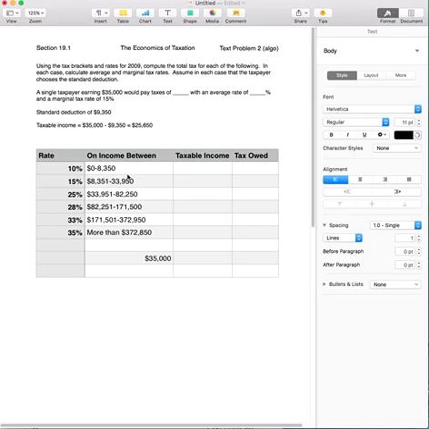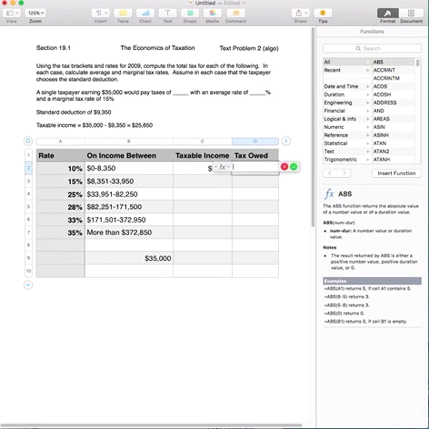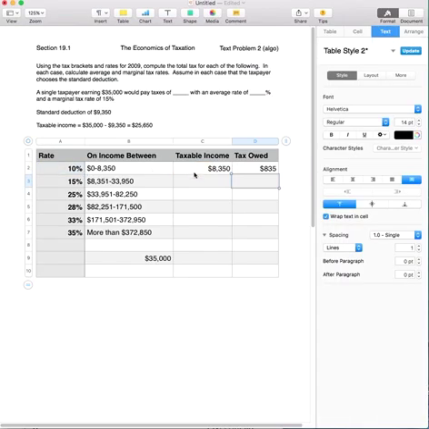So if we take a look at this, the first $8,350 is taxed at 10%. Since this person is making more than that, their taxable income is going to be the maximum amount for that bracket. So it's $8,350 that is going to be taxed at 10%. So we just multiply 10% by that column, and that gives us $835. So for their income up to $8,350, they are going to be taxed $835. It's 10% on that first $8,000.